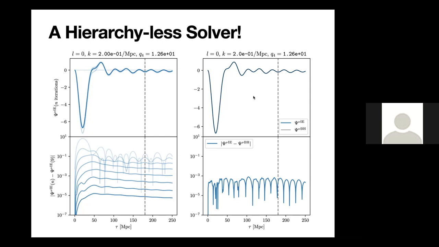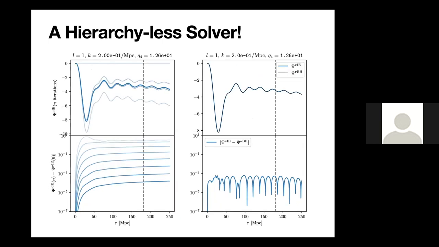On the right-hand side here, what I'm showing is a comparison between the converged solution, which is the last solution on the left-hand side, and the results from the Boltzmann hierarchy. The converged solution is in blue, and the Boltzmann hierarchy is in black. I don't know if you can tell, they are actually completely overlapping, and the bottom panel is the difference between those two.